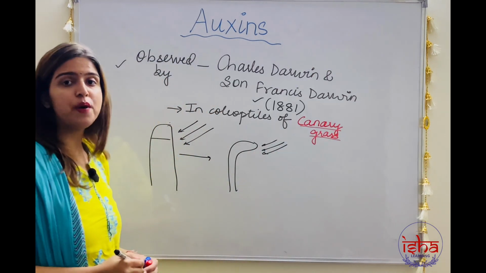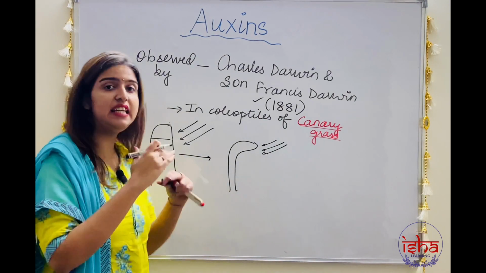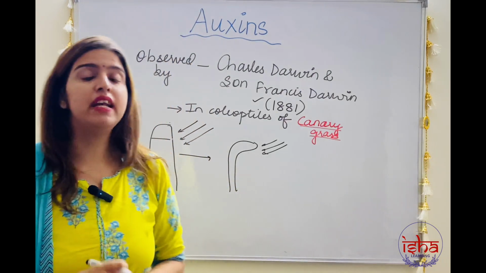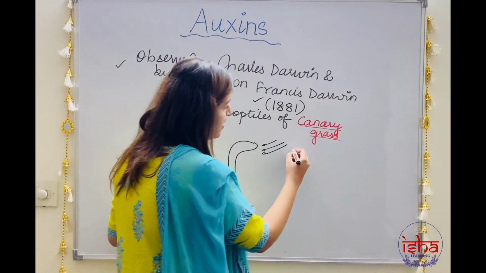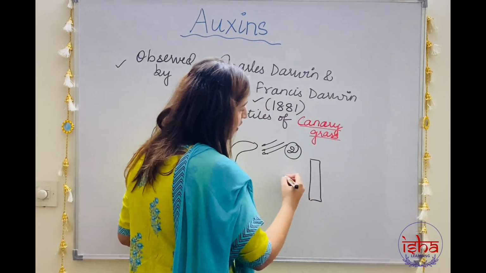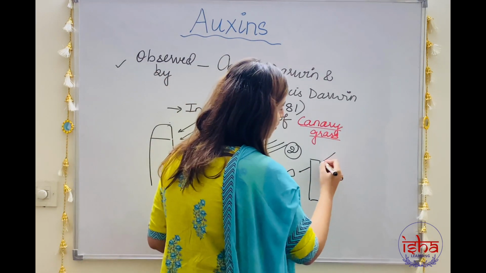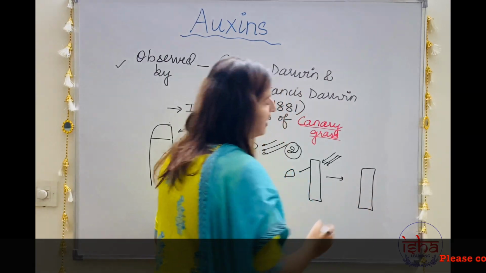Now in another experiment, they observed that when they decapitated this shoot tip, no bending was observed towards the direction of light. So in the second experiment, it was observed when the coleoptile tip was removed, when it was cut off, no bending was observed. So the plant remained intact.